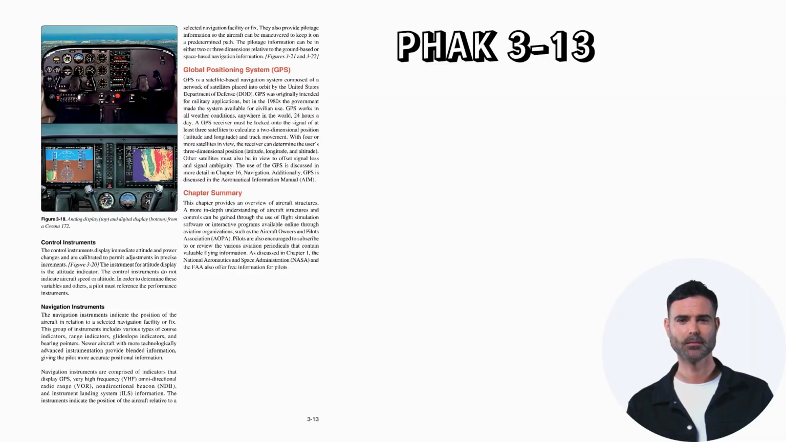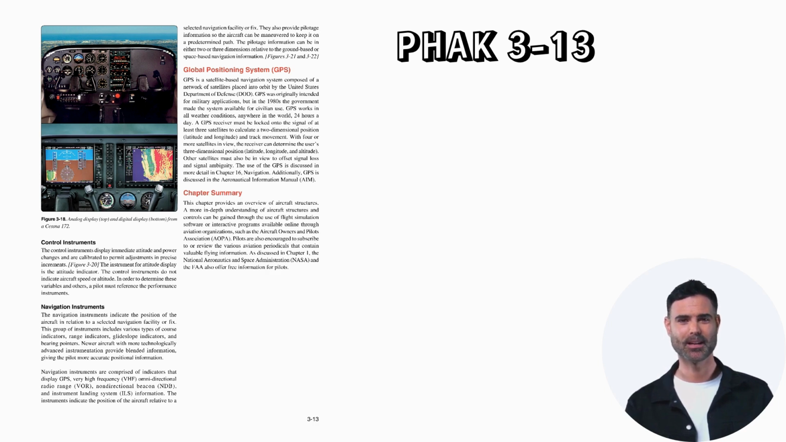Control instruments. The control instruments display immediate attitude and power changes and are calibrated to permit adjustments in precise increments. The instrument for attitude display is the attitude indicator. The control instruments do not indicate aircraft speed or altitude. In order to determine these variables and others, a pilot must reference the performance instruments.